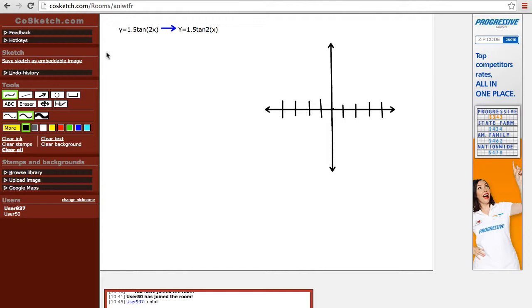This is question 9 from the review. Y equals 1.5 tangent parentheses 2x parentheses. So the first step is to label A, B, C, D. So the A stands for amplitude, which would be 1.5. B is for the period. We'll find the period by using 2.